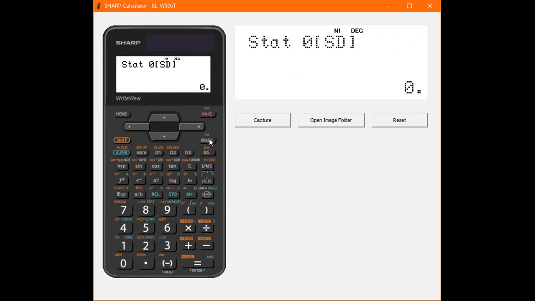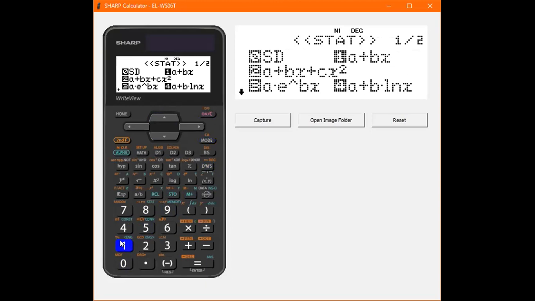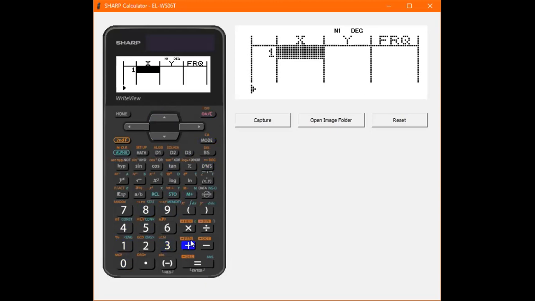Now for linear regression, we're going to press mode and 1 for stats, and this time we're going to choose 1 for a plus bx. Okay, and now you can choose how you want to put your data in. So you can type in all of your x's, for example 1, 2, 3, and then go back up and type in all of your y's.